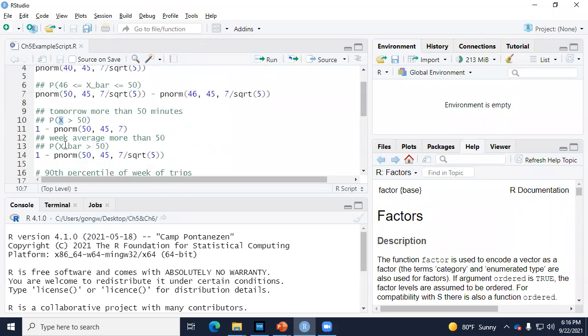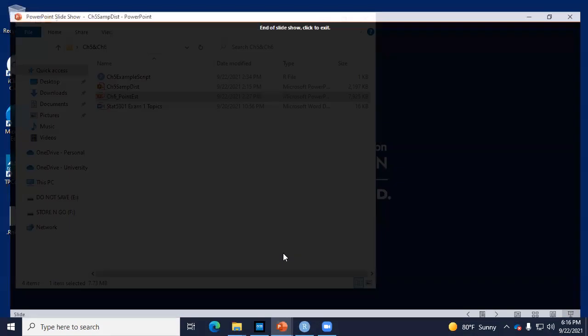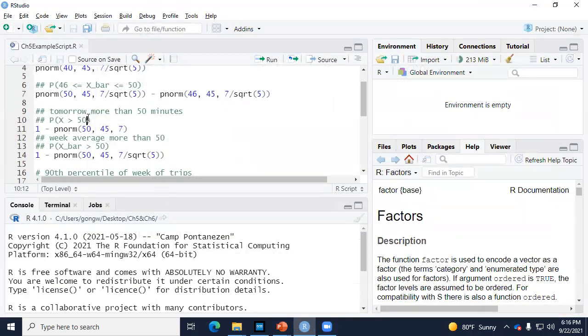Yeah, there are several steps. You have to be able to tell what is being asked, whether it's asking for the probability about X or the probability of X bar. And then you can start coding up. Asking for X, you put the distribution for X. Asking for X bar, you put the distribution for X bar.